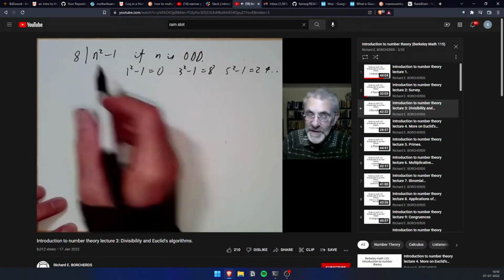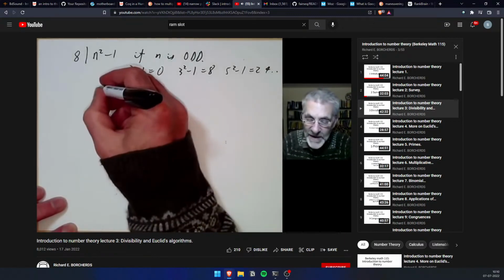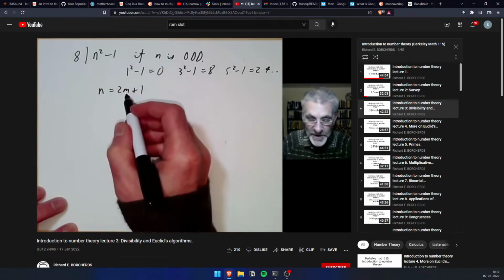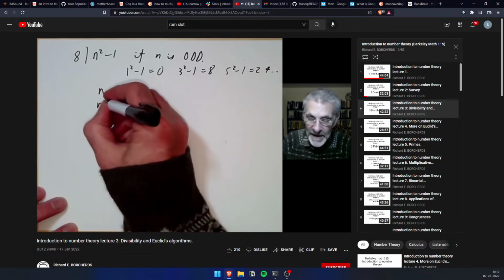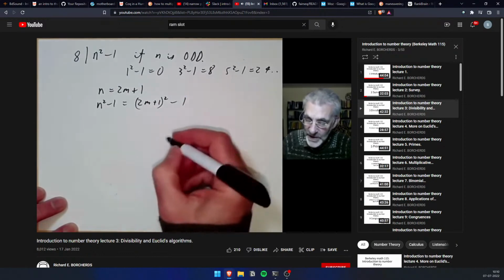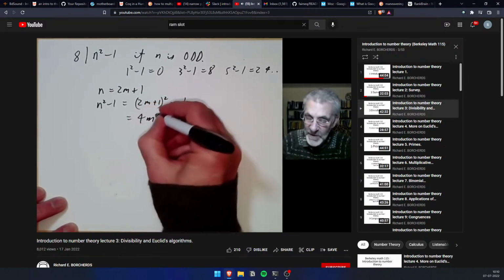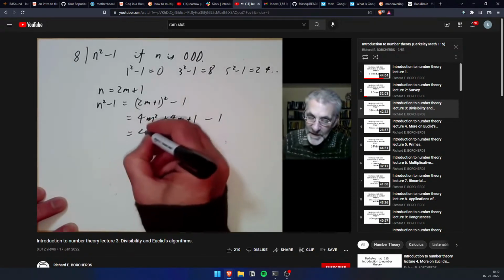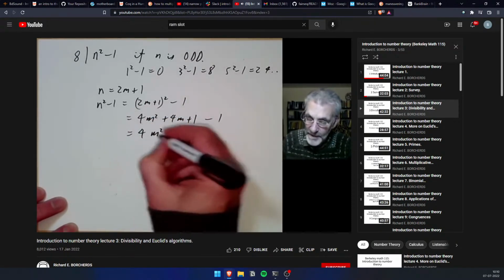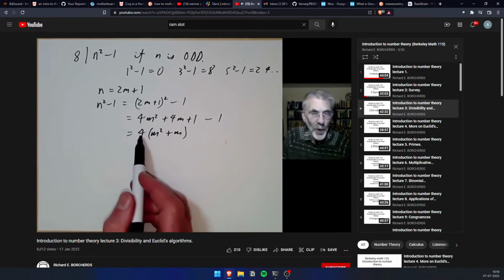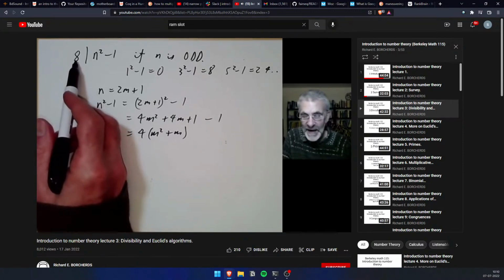So now let's try and prove this is true for all odd n. Well, since n is odd, we can write n is equal to 2m plus 1 for some integer m. And now we find n squared minus 1 is (2m plus 1) squared minus 1, and we expand this out. It's 4m squared plus 4m plus 1, and then we've got to subtract 1 again, and this is equal to 4m times (m plus 1). And we're almost there, because we've shown this is divisible by 4, but that's not quite the same as showing it's divisible by 8, which is what we want to do.